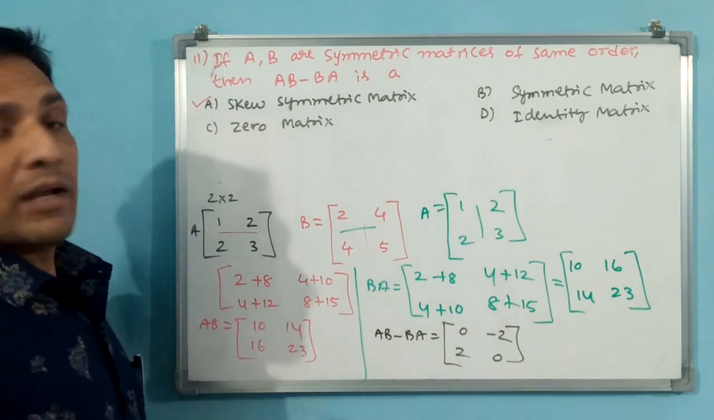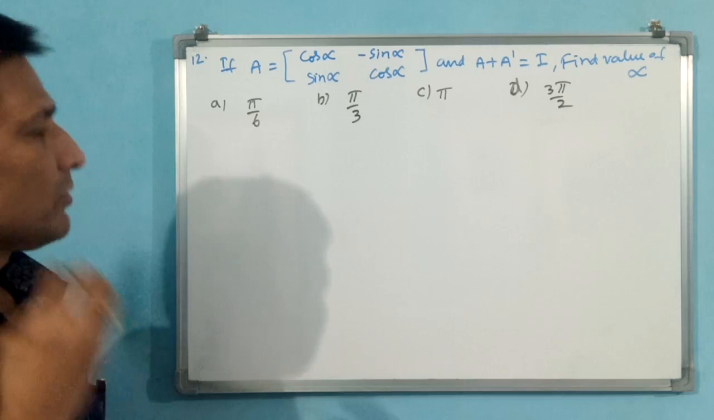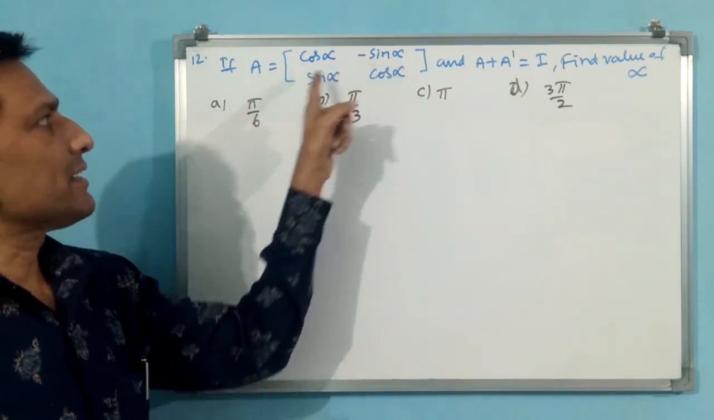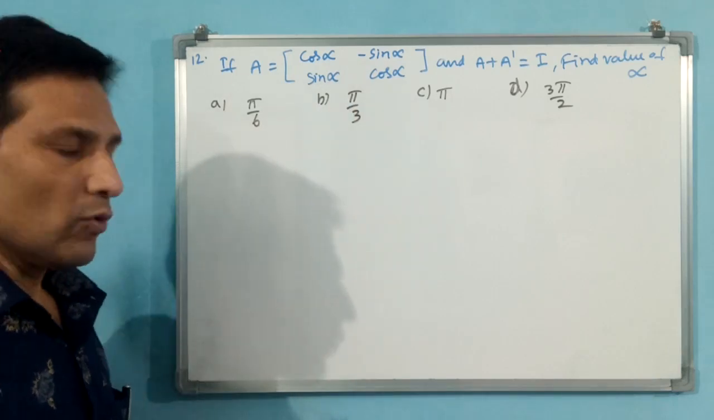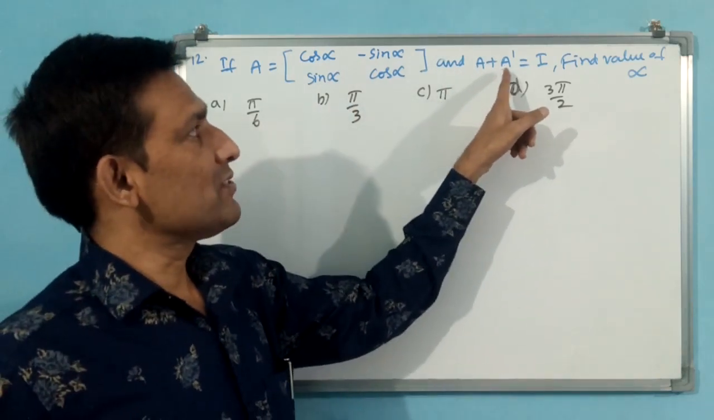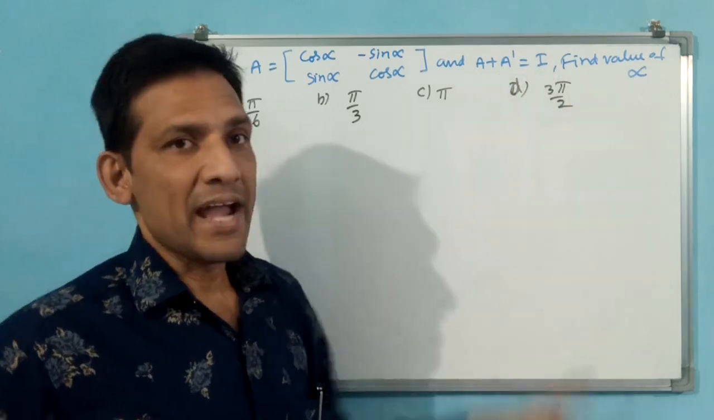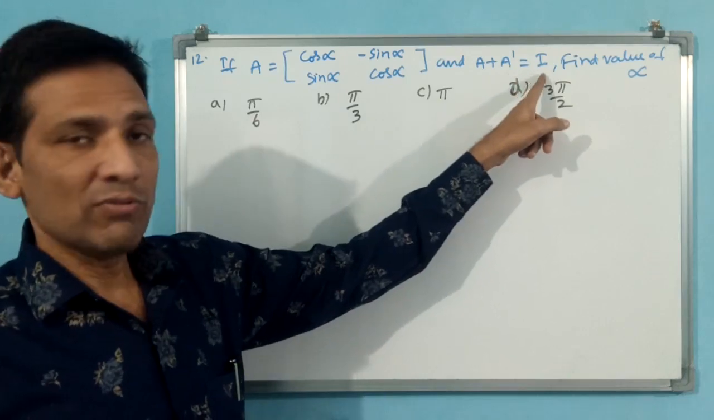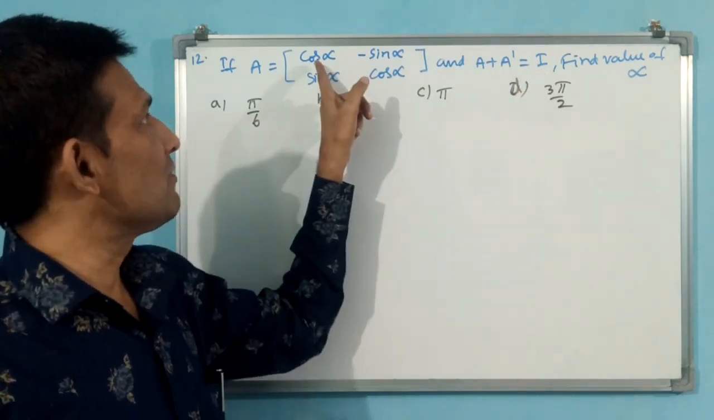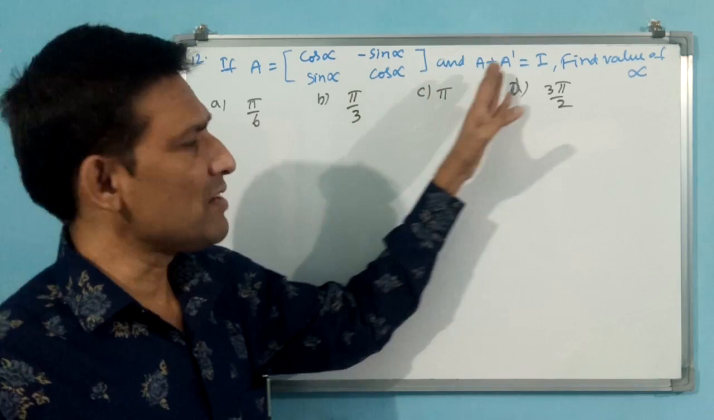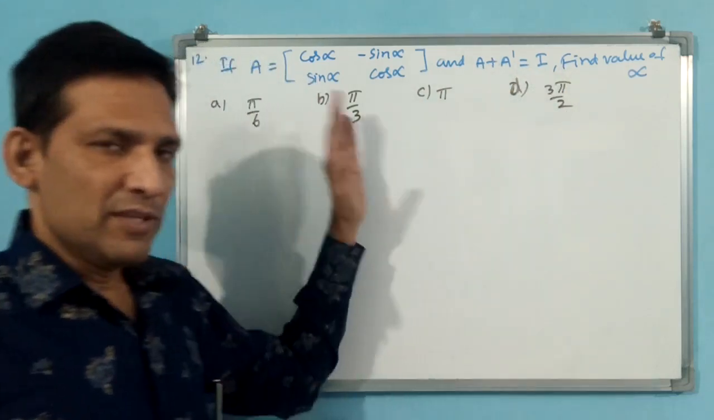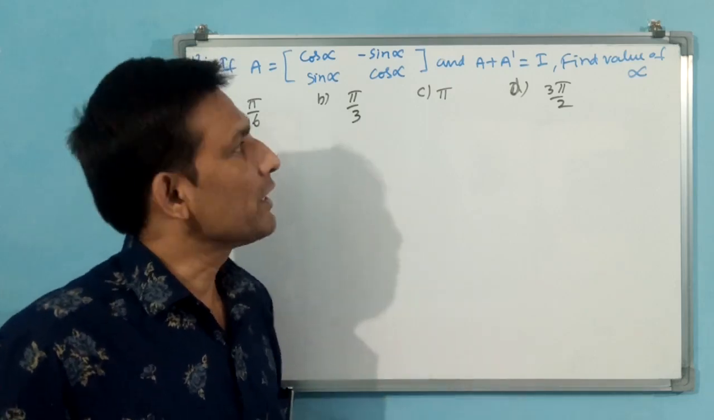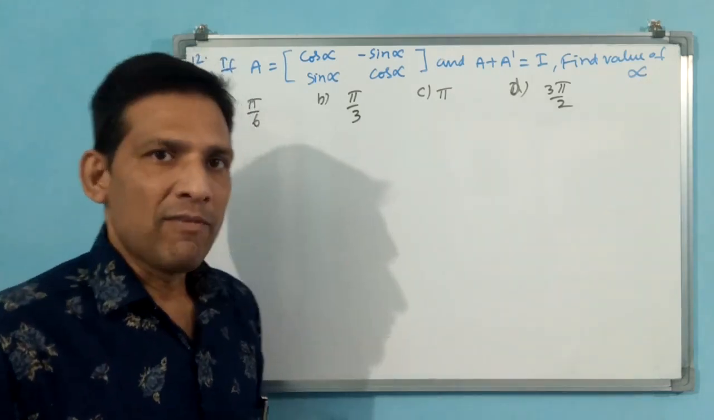Okay. Let us go for the 12th question. See the 12th question. What they have written. Matrix A is equal to cos alpha, minus sin alpha, cos alpha. And A plus A transpose is equal to I, identity matrix. They are giving A plus A transpose is equivalent to 1001. Why 1001? Here the order is 2 by 2. That is why 1001, I. If 3 by 3 is there, it means 100, 010, 001, I. Find the value of alpha.